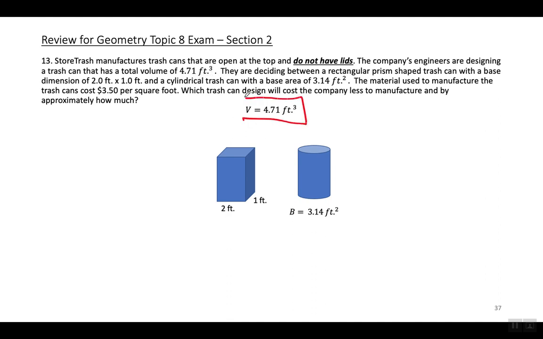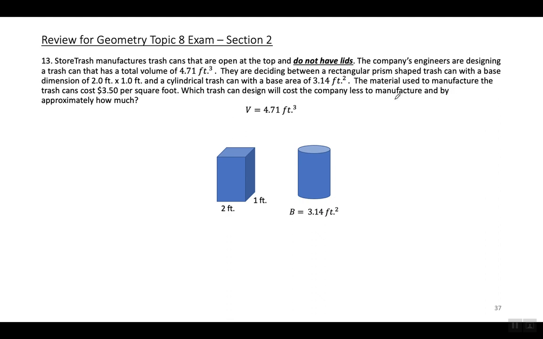I wrote that here. This is the total volume for both trash cans. They are deciding between a rectangular prism-shaped trash can with a base dimension of 2 feet by 1 feet and a cylindrical trash can with a base area of 3.14 square feet. The material used to manufacture the trash cans costs $3.50 per square foot. Which trash can design will cost the company less to manufacture and by approximately how much?